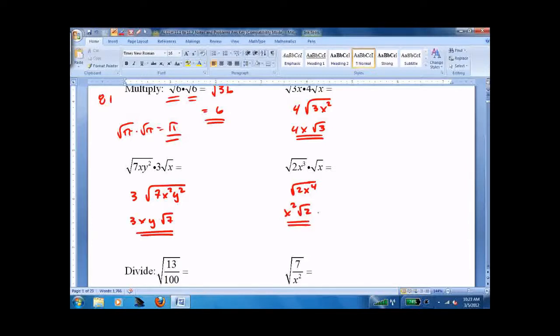And we do write it this way. If we were to write it as root 2x squared, it gets confusing to see where that radical ends. So I do recommend writing as x squared root 2.